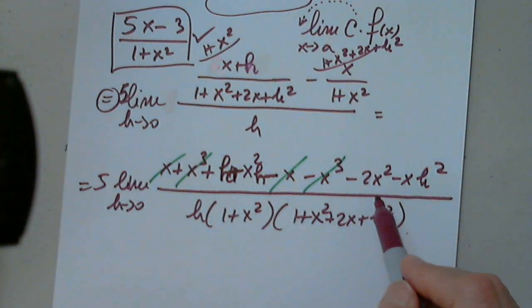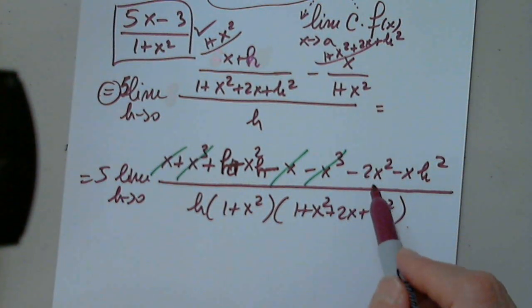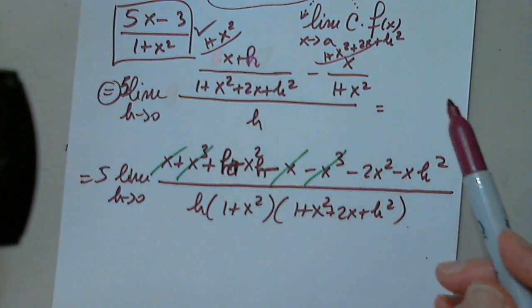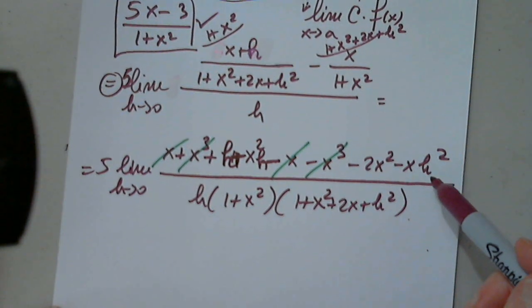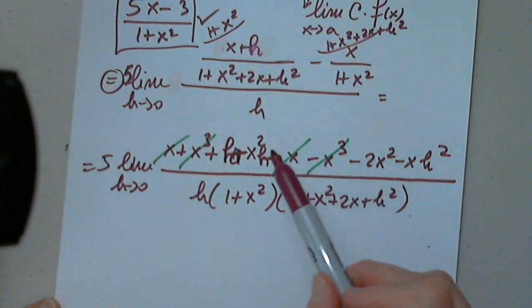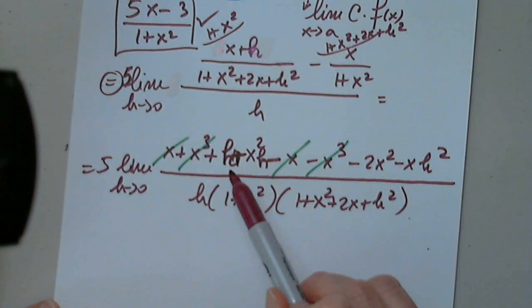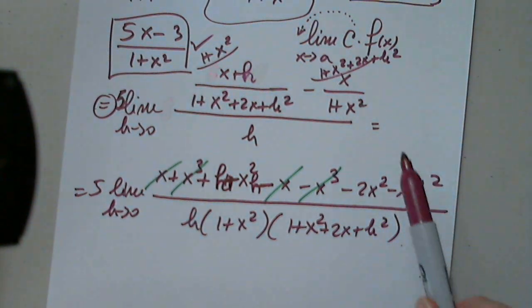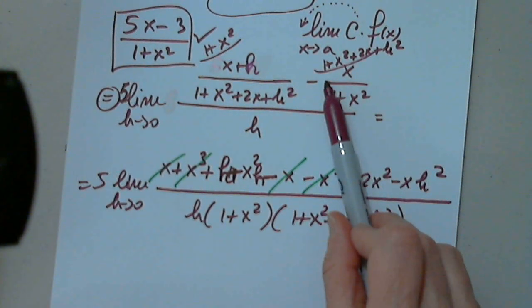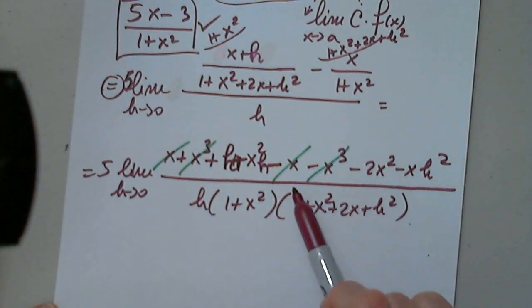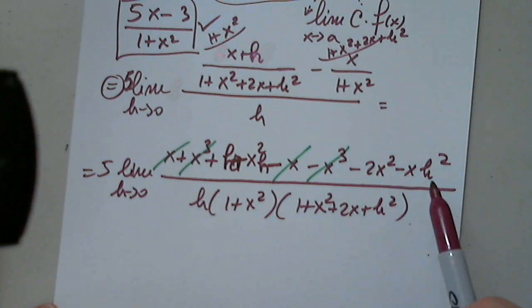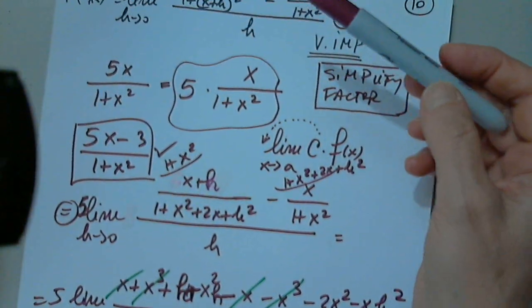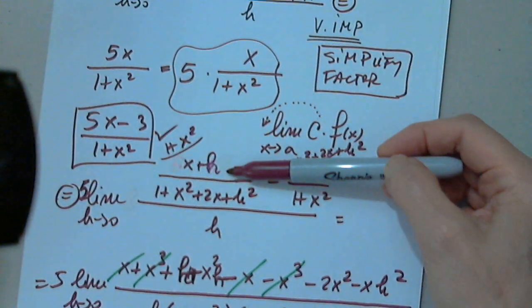2x squared. What is going on here? This is the h, the x squared h. This is xh squared. This is x, yes. And we had only h. So I'm checking all my work now.